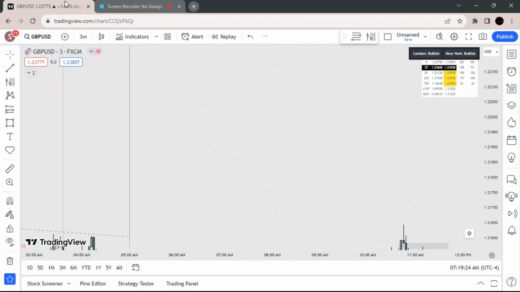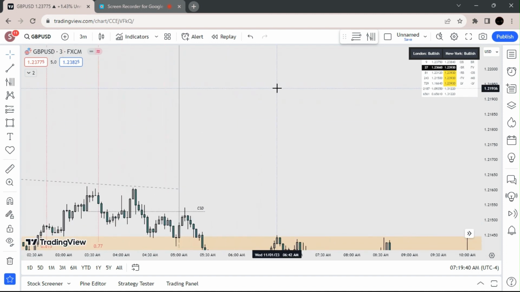It's Shoddy Trades, and in today's video, I'm going to be going over Goldbach fractal AMD timings and how to identify the high or low within that, and then also how to identify the proper CSD to use.